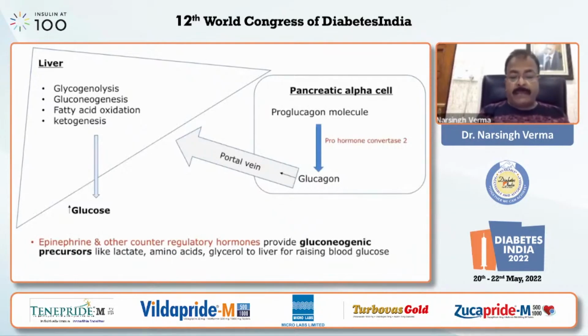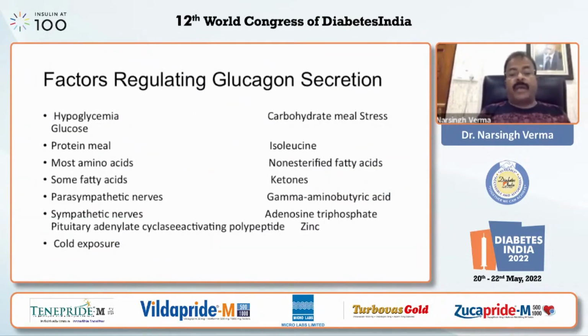Epinephrine and other counter-regulatory hormones provide gluconeogenic precursors like lactate, amino acids, and glycerol to the liver for raising blood sugar. So they do have their function, but they only provide the gluconeogenic precursors like lactate, amino acids, glycerol, etc. The main function is done by glucagon. The factors which regulate glucagon secretion are many. Secretion of glucagon is increased by hypoglycemia, while carbohydrate and meal stress decrease glucagon secretion.